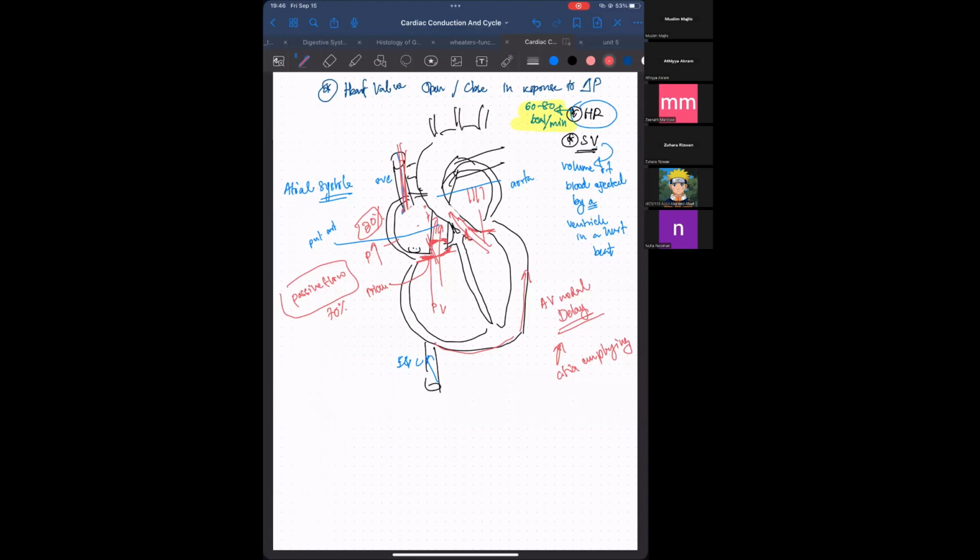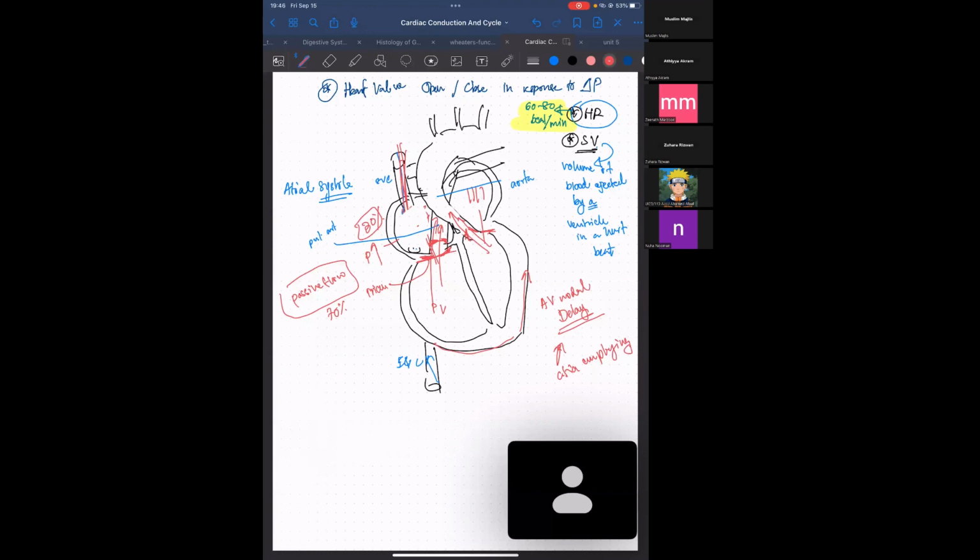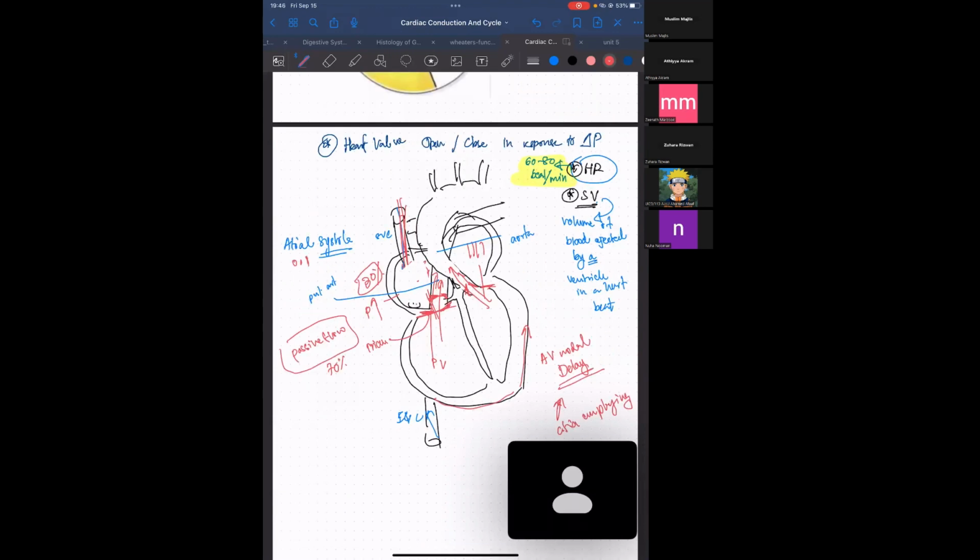So this is about atrial systole and ventricular systole. Systole means contraction. I should tell you all, the duration of the atrial systole takes 0.1 second, and ventricular systole will take 0.3 seconds. Atrial systole will take 0.1 seconds and for ventricular systole, the time duration is just 0.3 seconds.